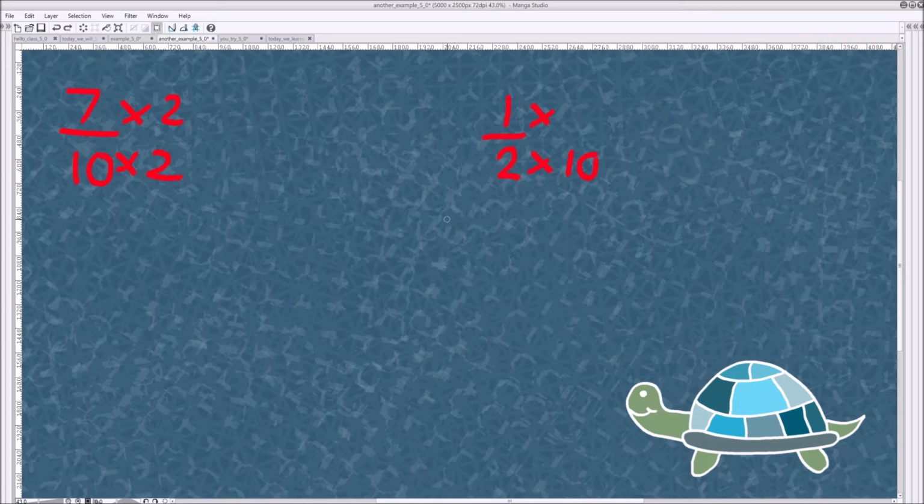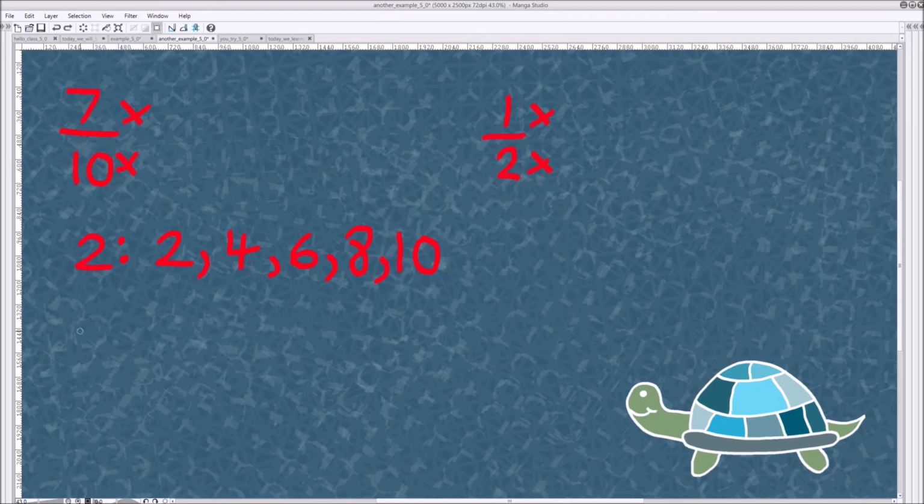So let's erase all of that, and let's find the LCD, or the lowest common denominator. So we're going to do that by listing out the multiples of 2, kind of like we did in the previous example. So 2 times 1 is 2, 2 times 2 is 4, 2 times 3 is 6, 2 times 4 is 8, 2 times 5 is 10, and we can actually stop right here, because our 10 here and our 10 here match up.